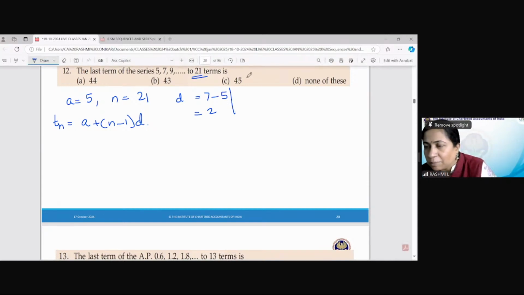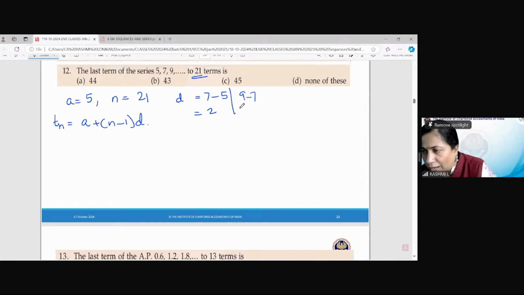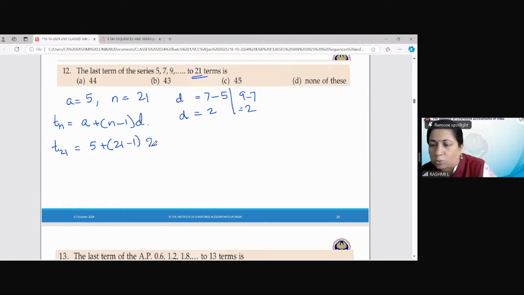So 9 minus 7, it is also equal to 2. Okay. So now I have D equal to 2. So T21 is equal to 5 plus 21 minus 1 into D, which is 2.